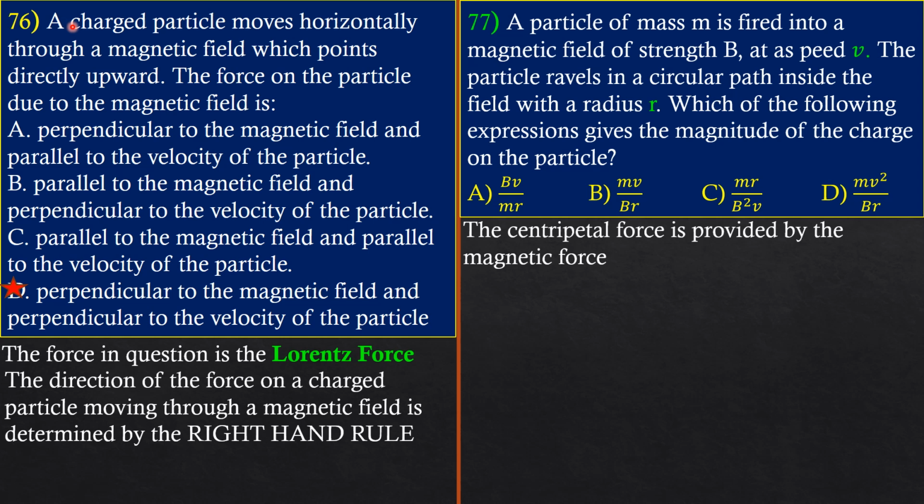It therefore means that the centripetal force, given as mv squared over r, is equal to the magnetic force, which is simply given as BqV. Keep in mind that we have to get the value of q. If we make q the subject, guys, you're going to have q equal to mv over Br. So option B, guys, is the best option for this question. Let's go to question 78, friends.